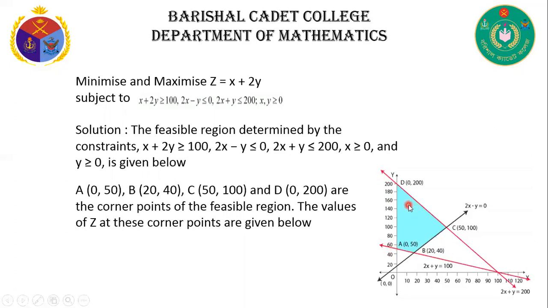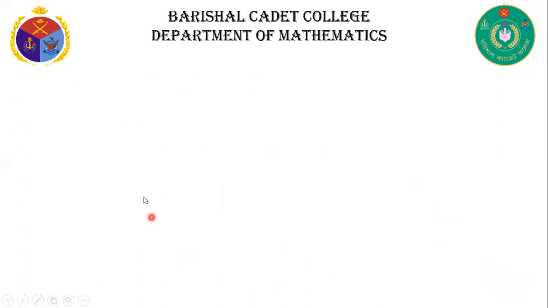Now let us try to find the corner points or the vertices of the feasible region. Here A, B, C, D are the corner points, the vertices of the feasible region. Now putting these 4 points in Z, then we find the maximum or minimum value of the linear programming problem.